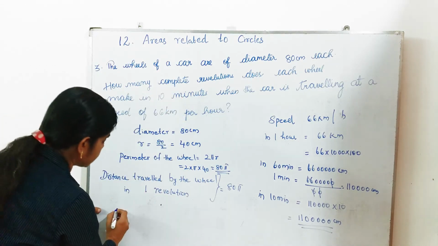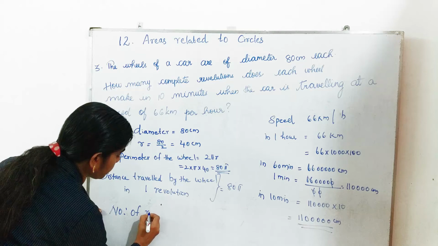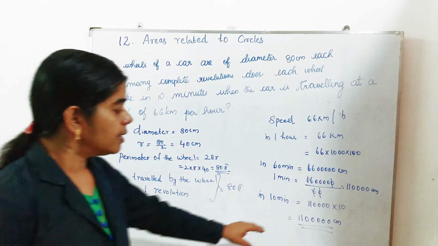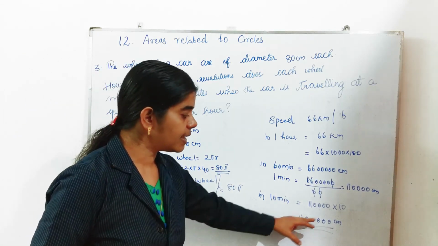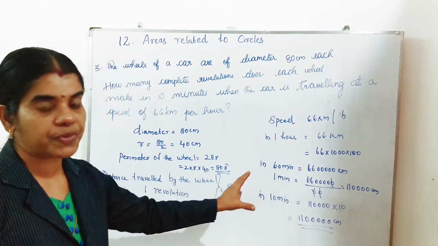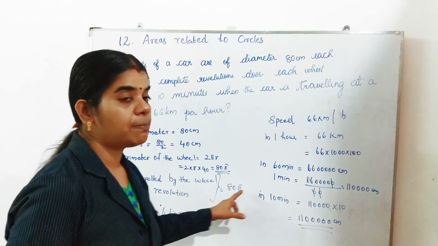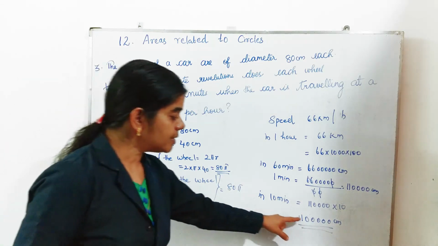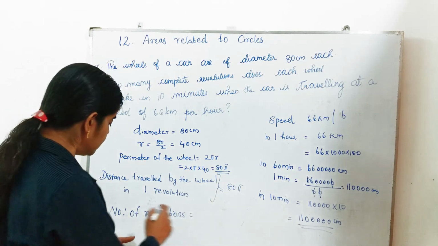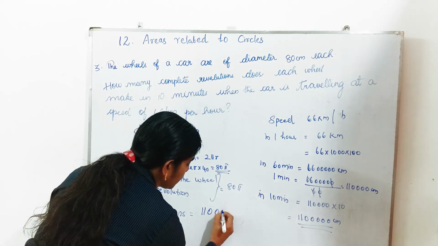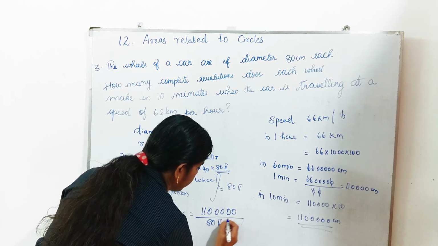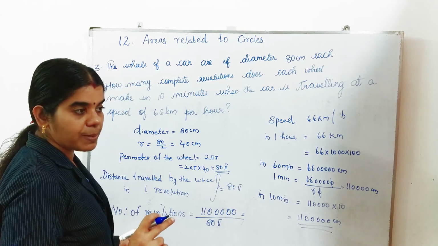So what do you want to find out? How many revolutions? Number of revolutions is equal to, in 10 minutes 11 lakh centimeter it is moving. Otherwise you can write that as 11 into 10 raised to 5. And in one revolution 80 pi is moving. So this number divided by 80 pi, if you are doing, you will get the number of revolutions. So number of revolutions is equal to 11 with 5 zeros divided by 80 pi. Here pi you can take as 22 by 7.